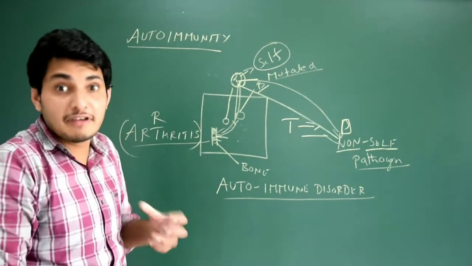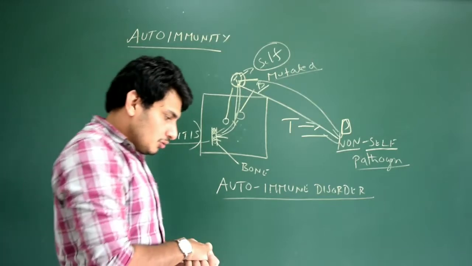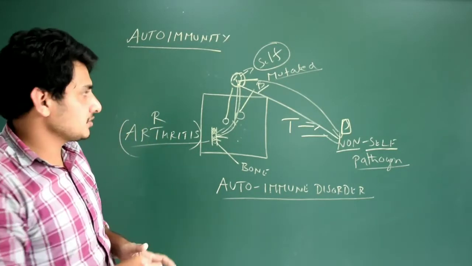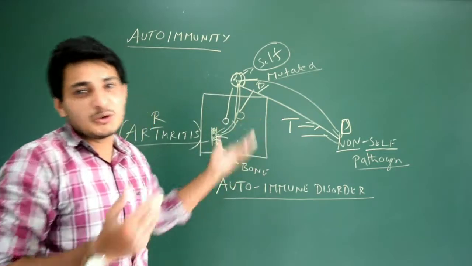Got it? Why? Because the T lymphocytes are going to degenerate our own cells. This is the thing, it's very dangerous. So what is the reason behind it? The mutation of T cells, lymphocytes. B cells are now helpless, they cannot do anything else.